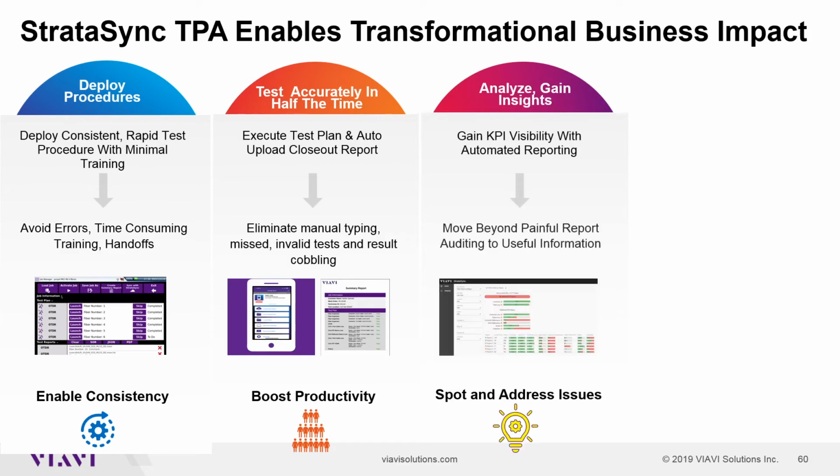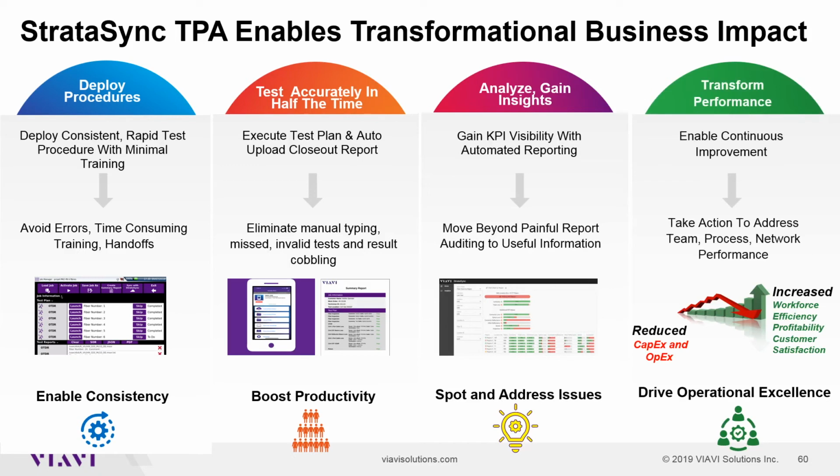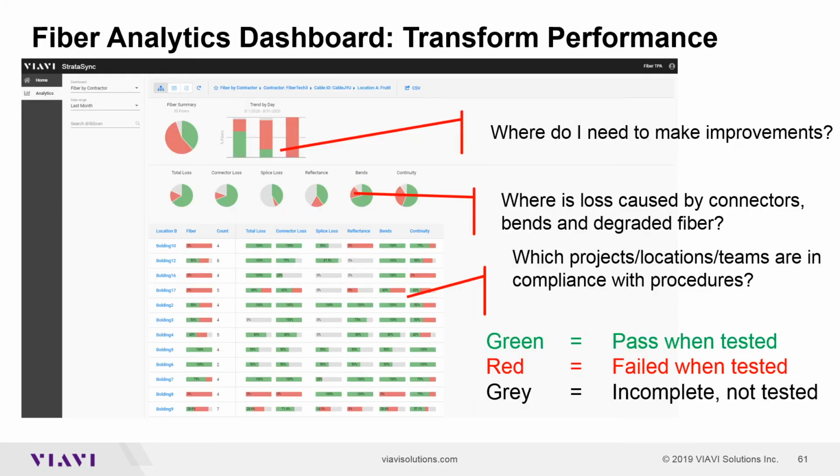Third, we're going to analyze and gain insights by collecting all the KPIs in our network, and we'll move beyond painful report auditing so we can spot and address issues and have a close to perfect network. Finally, we're going to transform performance, right? That's going to enable us to continuously improve the things that our team, our process, and our network is doing so we can increase workforce efficiency, profitability, and customer satisfaction while reducing cost. That allows us to drive operational excellence throughout our process.